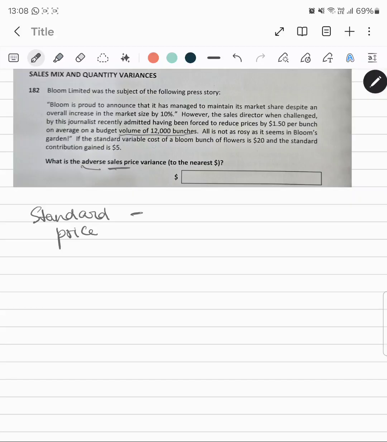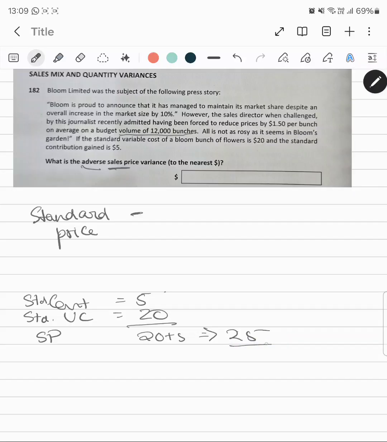Now all is not as rosy as it seems in Bloom's garden. If the standard variable cost of a bloom bunch of flowers is 20 and standard contribution gained is 5, then this is my standard contribution, which is equal to 5, and this is my standard variable cost, which is 20. Then what should be my selling price? It should be 20 plus 5, that is 25.